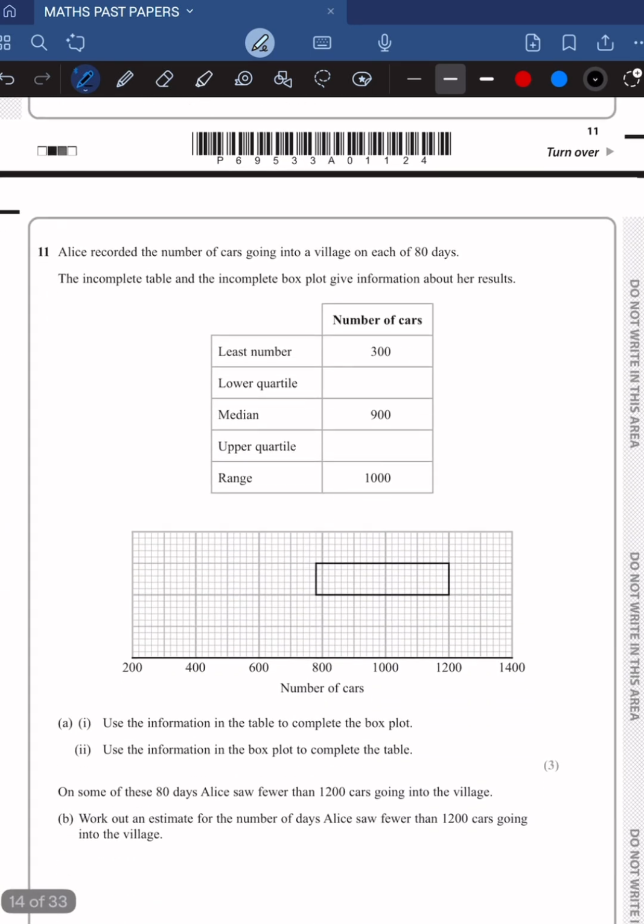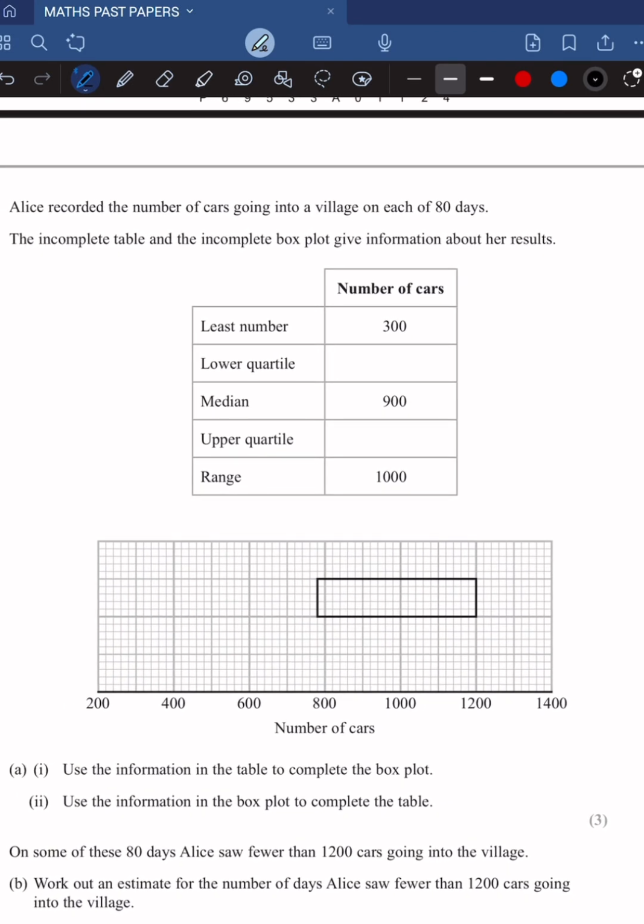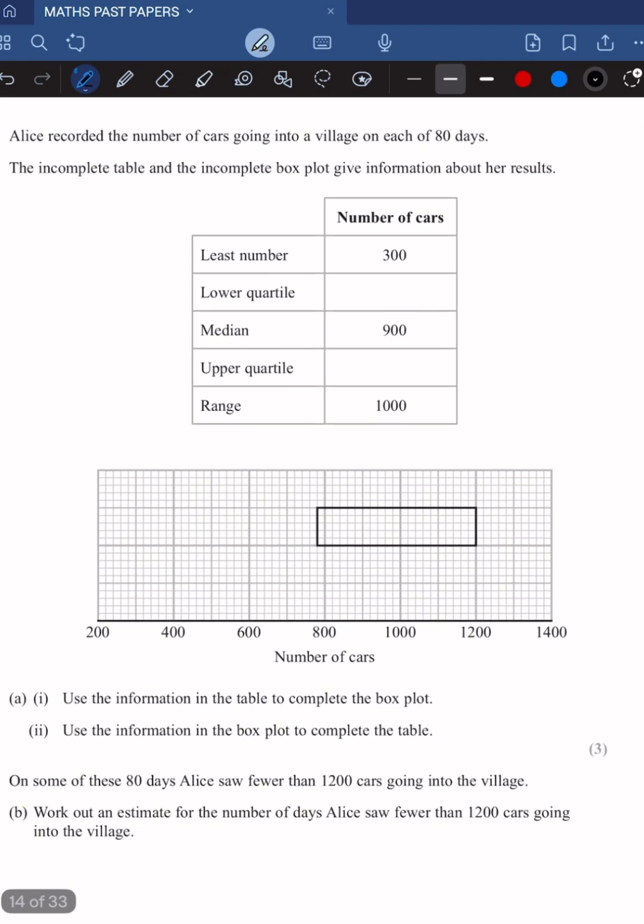Next question. Alice recorded the number of cars going into a village each of 80 days. The incomplete table and the incomplete box plot give information about her results. Use the information in the table to complete the box plot. The least number is 300, so let's go to 300 here. Okay, the median is 900, over here. The range is 1000, so of course our highest is going to be 1300.